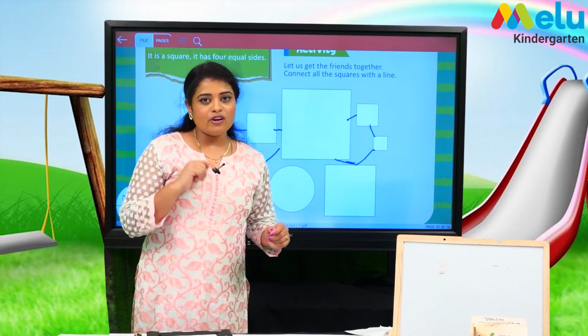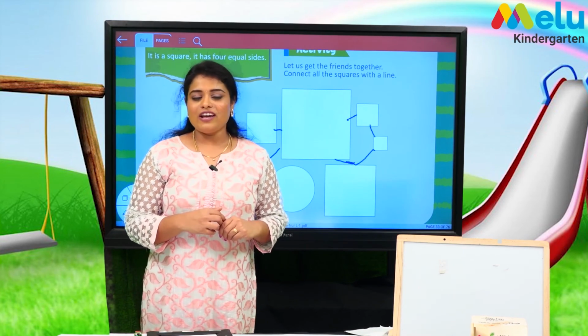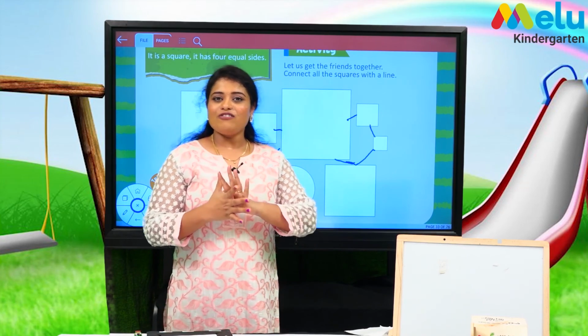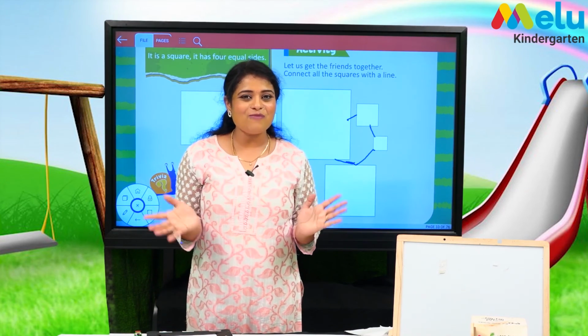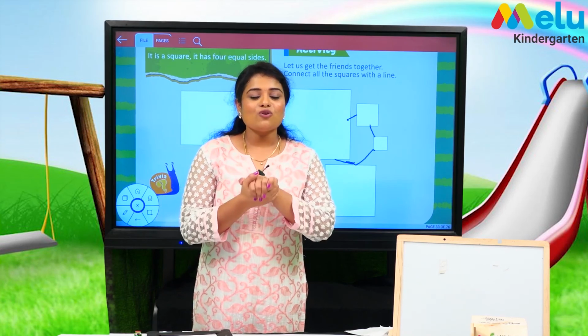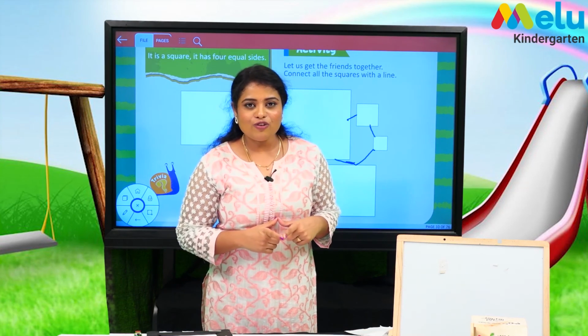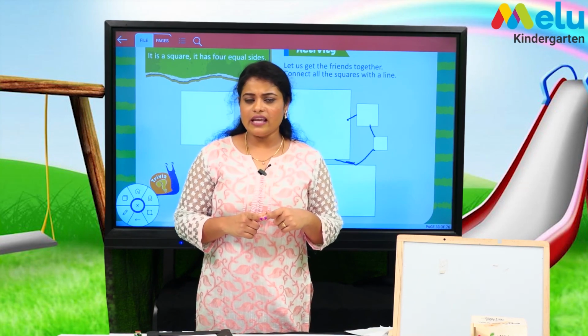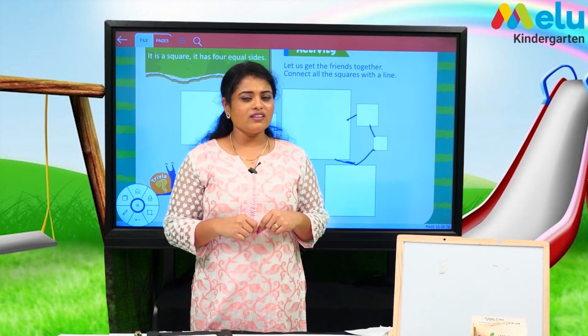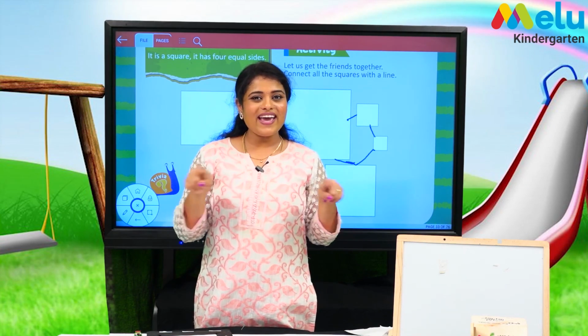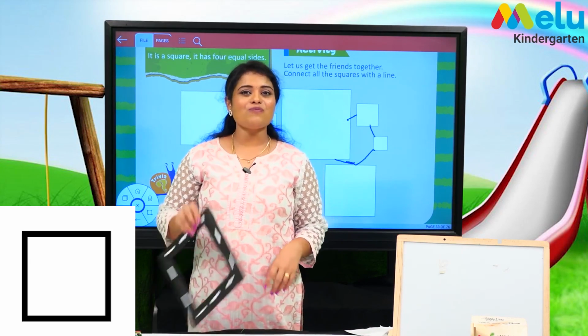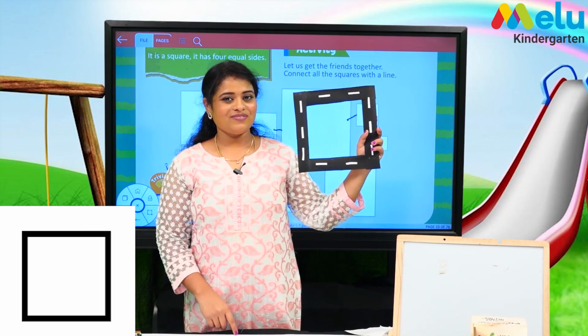Yes children, you all will do this homework, right? Very good. So children, we have learned today a new shape, that is square. So your task is to identify and list out the things at your home which are in the shape of a square.